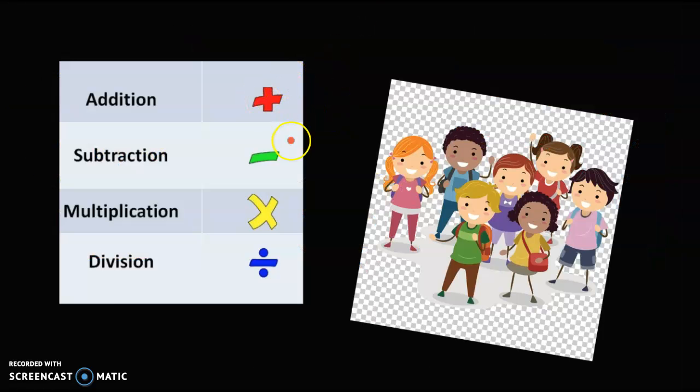First, we need to know what operations are. I see that you all know that. We have addition, subtraction, multiplication, and division. So we're on our way.